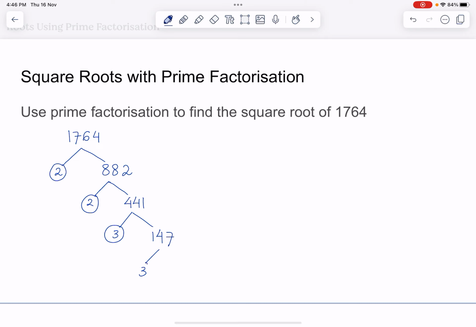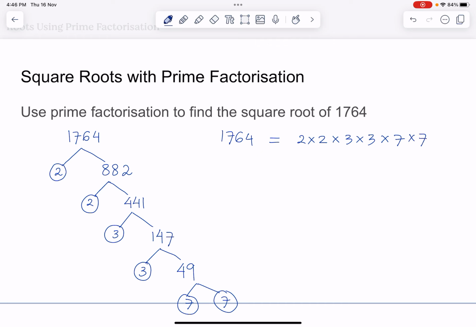So I'm going to one more time divide this by 3. So this will give us 49. And easily we know 49 is 7 times 7. So we have the prime factors of 1764, which is 2 times 2 times 3 times 3 times 7 times 7. So this will help us to find the square root of that large number.